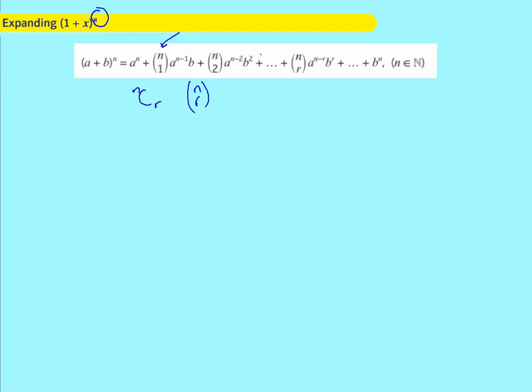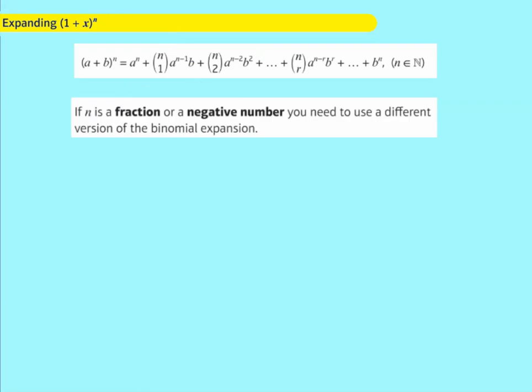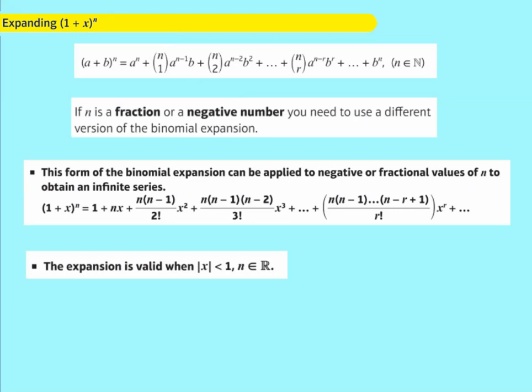But when we have a negative power or a fractional power, it basically doesn't work anymore. So we need to use a different version of the binomial expansion. And you don't have to worry yourself about where we got this from. You just need to know it. And it's going to look quite confusing at first. There it is. And you'll see the form is different, okay?